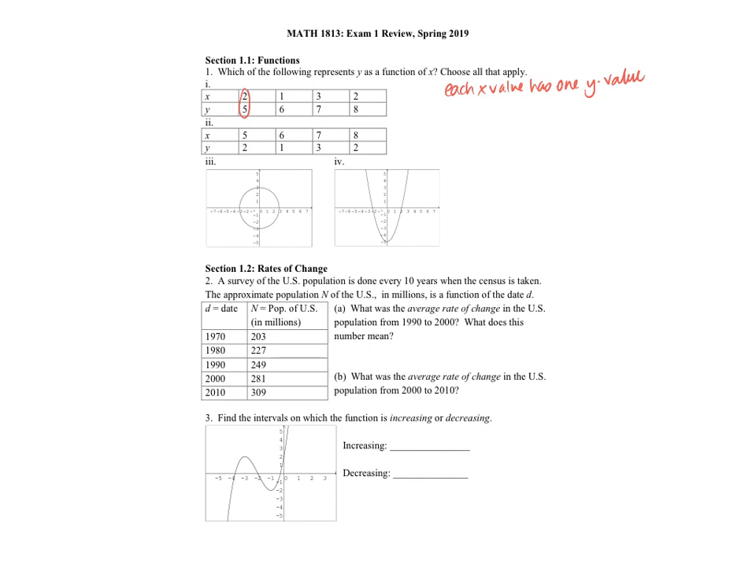If I look at this first one, I can see that the x value 2 has the y value 5. The x value 1 goes with the y value 6. The x value 3 goes with the y value 7. But the x value 2 also goes with 8. So since 2 goes with 5 and 2 goes with 8, this is not a function.